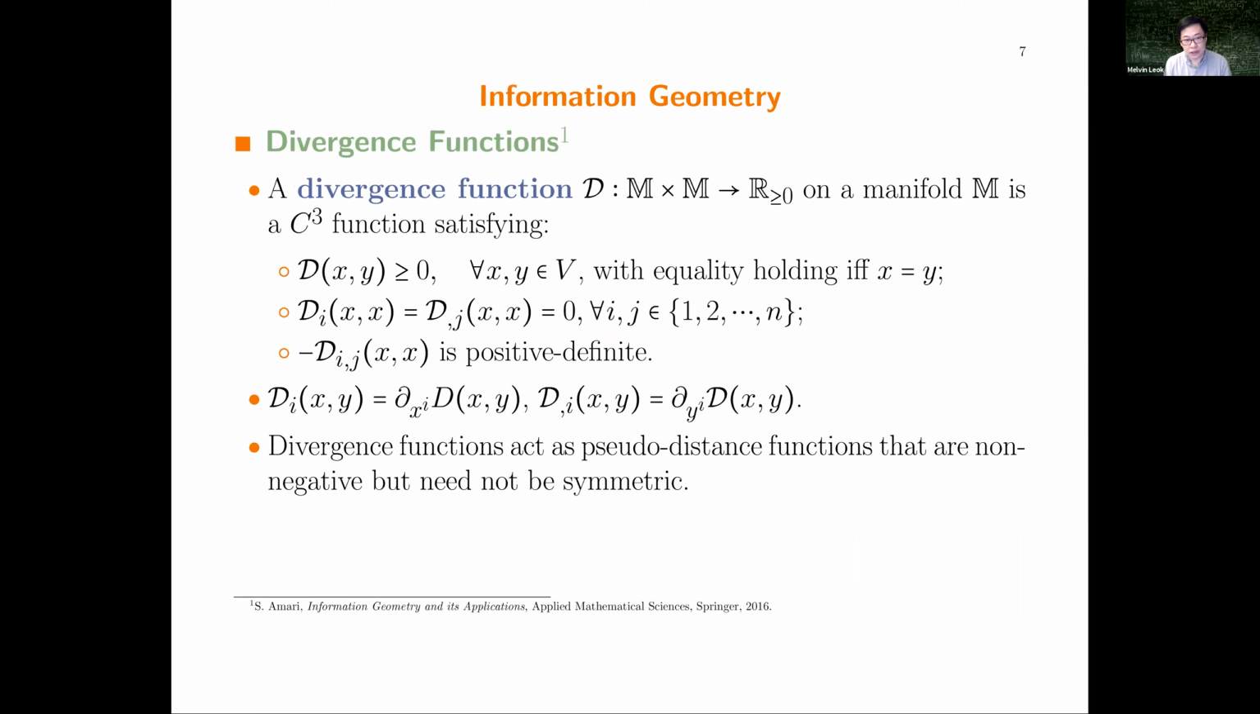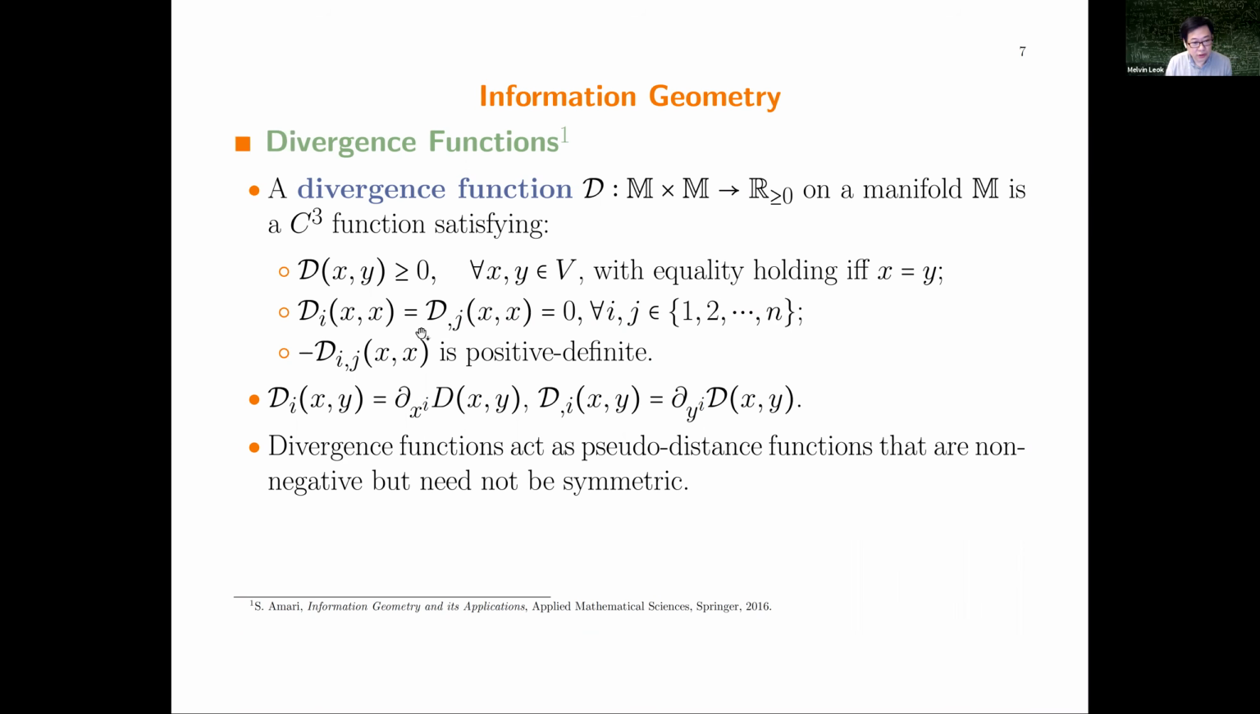So let me briefly tell you what a divergence function is. A divergence function is basically a scalar-valued function on two copies of the information manifold, and it has some regularity assumptions. It's always non-negative, and it's only equal to zero if the two points in the manifold are equal to each other. And then there are some properties about the partial derivatives.